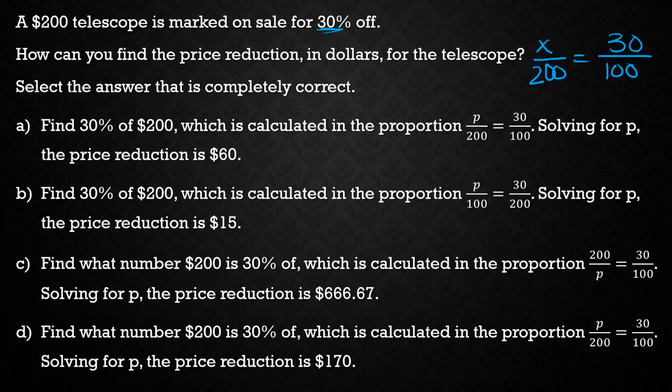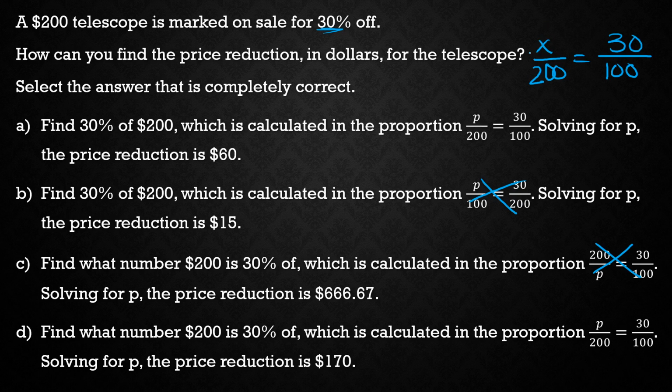Okay, so knowing that I'm going to be using this proportion, I can cross off this one here because it has a 200 on the bottom. That's wrong, it should have 100. And I can also cross off this one here. Okay, the next step is going to be solving for our variable.